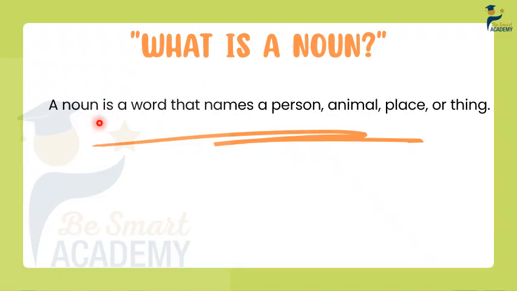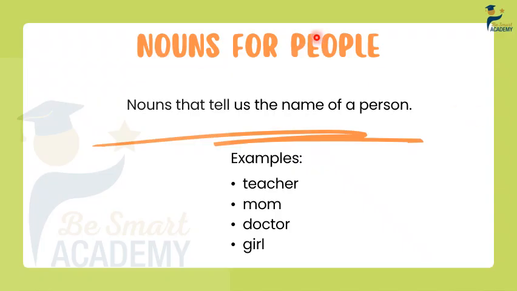Well, a noun is a word that names a person, animal, place or thing. So what does that even mean? Regarding the nouns for people, nouns that tell us the name of a person. For example, if someone said, I met this teacher yesterday in the school, the word teacher itself is a noun. Okay, but what kind of noun? Is it referring to an animal, a person, thing, or a place? Well, definitely it is referring to the name of a person.